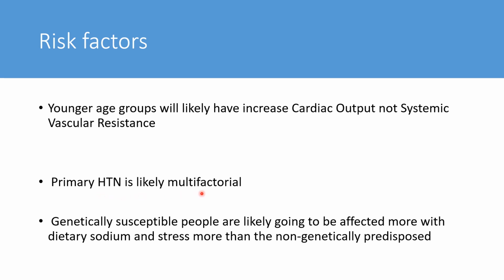Then, primary hypertension is likely multifactorial. Genetically susceptible people are likely going to be affected more by dietary sodium and stress than the non-genetically predisposed. The explanation here is that if hypertension is not in your lineage, maybe you are Hispanic, Latino, or white, not black, then dietary sodium and stress may not be the risk factor that will tilt you to it. But if you are black, Caribbean, African American, and hypertension is in your family lineage, and you are taking excessive sodium as you like, subjecting yourself to stress, either willingly or unwillingly, then the tendency to have hypertension is higher in you.